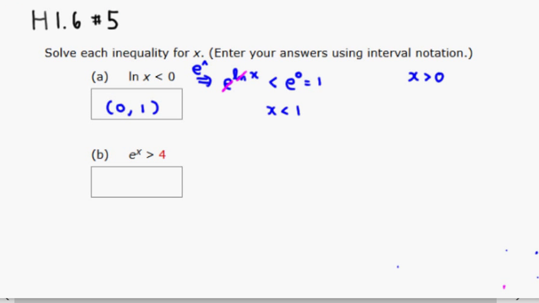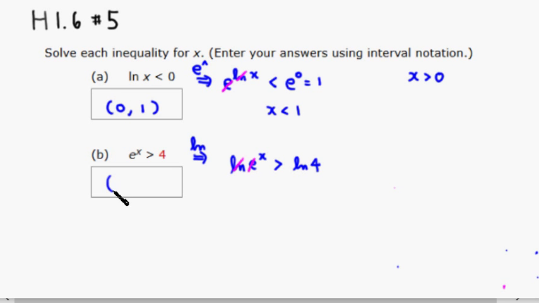Right, same kind of deal. In this case, exponential function is defined for all x values, so the domain doesn't give you any restriction. But in order to get rid of e, we can take the natural log of both sides. So you have the natural log of e to the x is greater than the natural log of 4, right? Then natural log and exponential functions are inverses of each other, so they basically cancel out. So you get that x is greater than the natural log of 4.